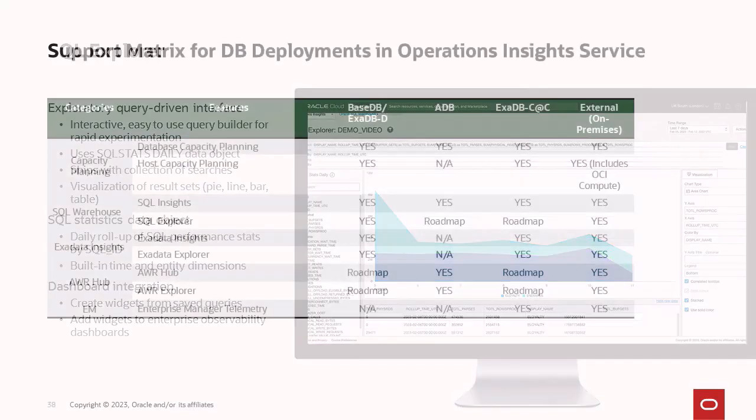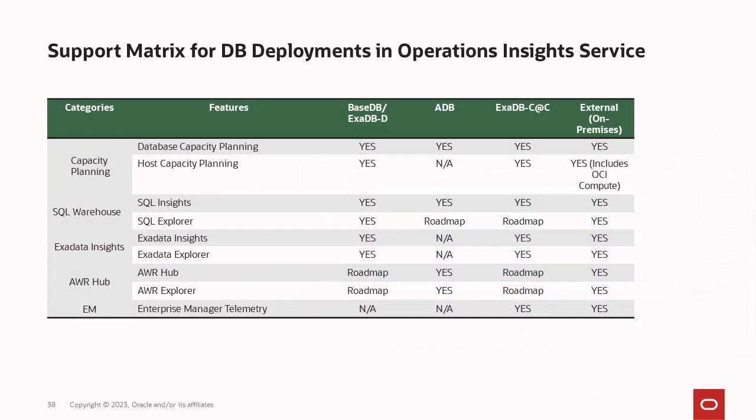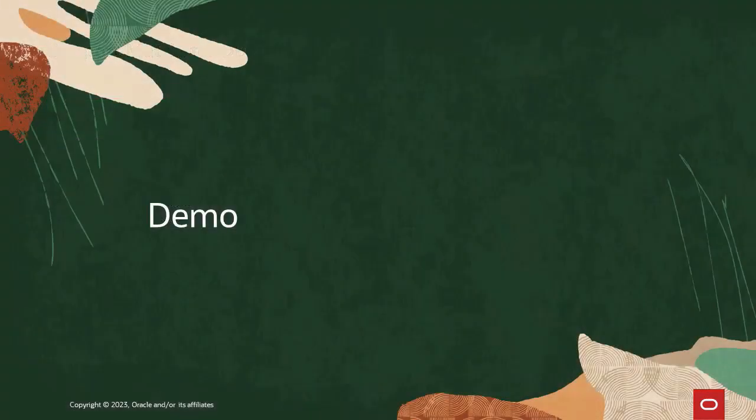So here's the support matrix for the deployments within the Operations Insight service. So you can see the main features we have here along with their supported deployment types. So next I will go into a demo of our features here.